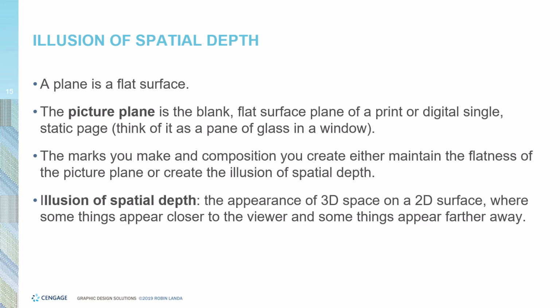The marks you make in the composition you create can maintain the flat picture plane, or it can create the illusion of spatial depth. The illusion of spatial depth means the appearance of three-dimensional space, where some things appear closer to the viewer and some things appear further away, just as in actual space. The illusion of spatial depth can be shallow or deep, recessive or projected. One diagonal line can evoke the illusion of depth.